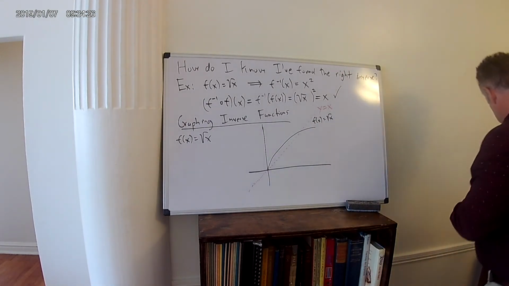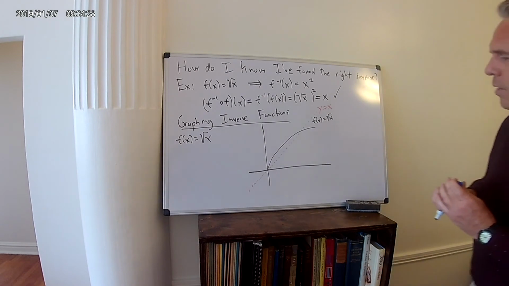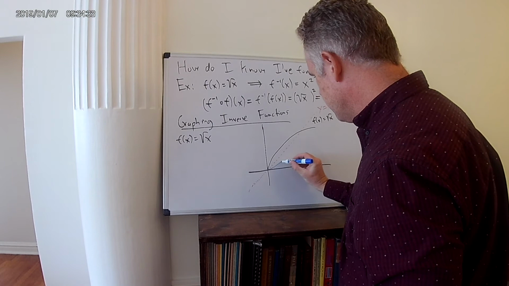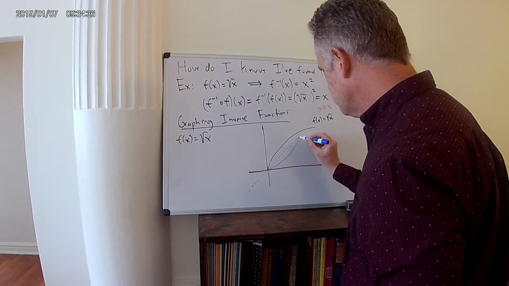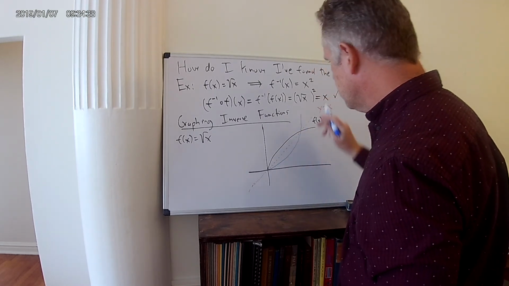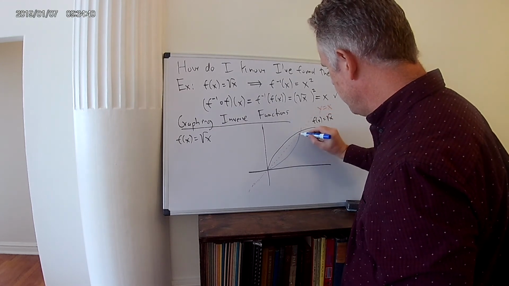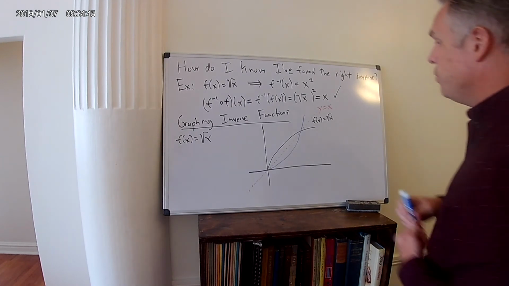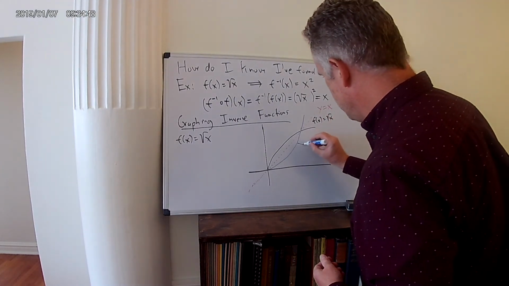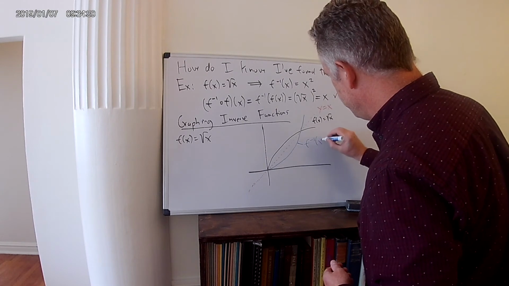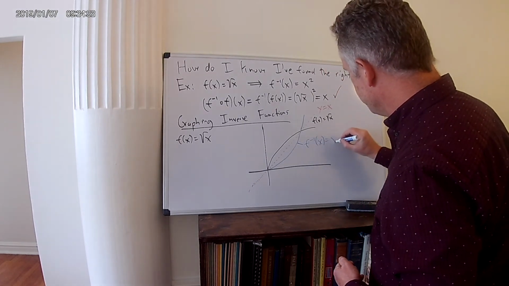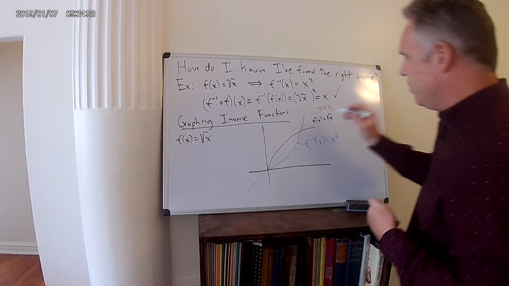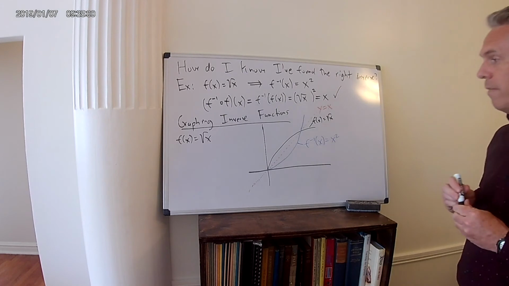Let me choose a better color, I'll choose blue. So my inverse function will look like this. Didn't quite come out right there, but looks like that. Okay, it kind of looks like a fish. The two together. This is f minus 1 of x equals x squared. That's what the graph of x squared looks like. Okay, and this is f of x equals square root of x.